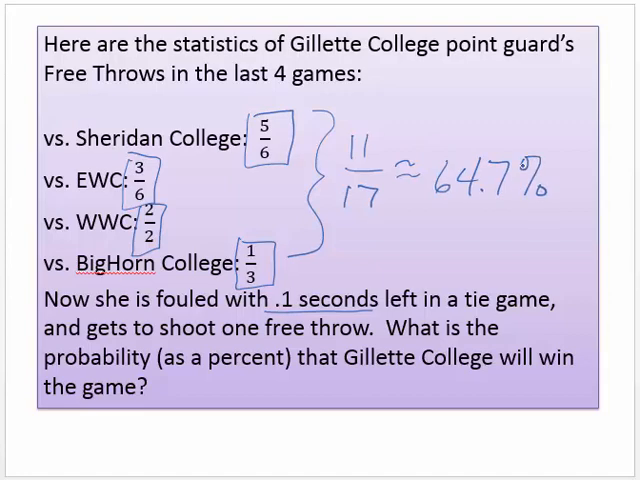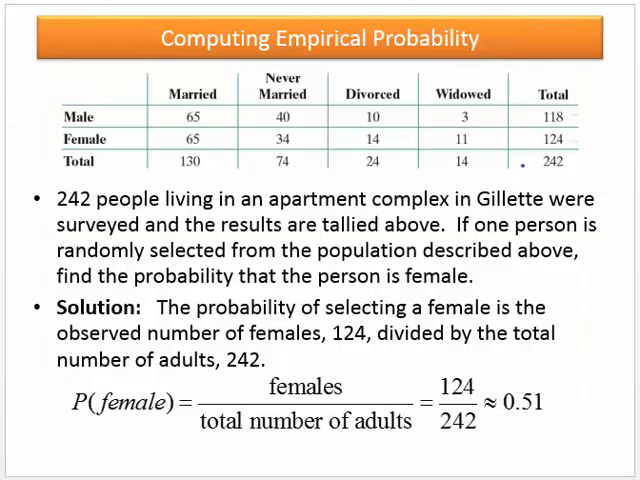I think I have one more example right here. Let's say 242 people living in an apartment complex in Gillette were surveyed and the results are tallied above. If one person is randomly selected from the population described above, find the probability that the person is female. Well, if you just look at the table there, there's 242 total people and there are 124 females. So the probability of randomly choosing a person and having it being a female is 124 out of 242, which is about 0.51%.